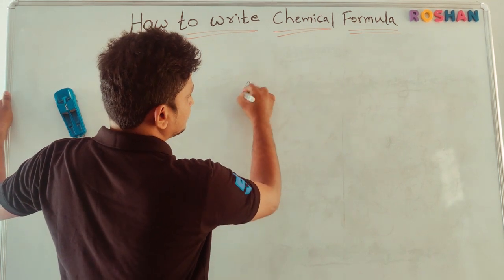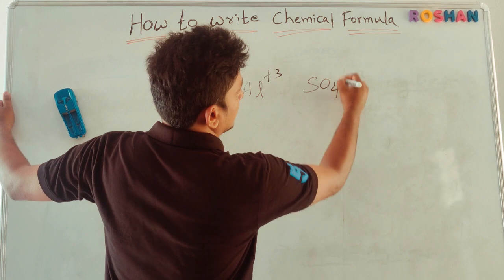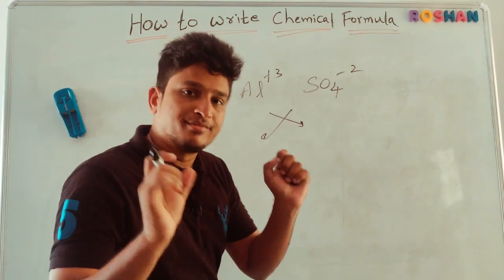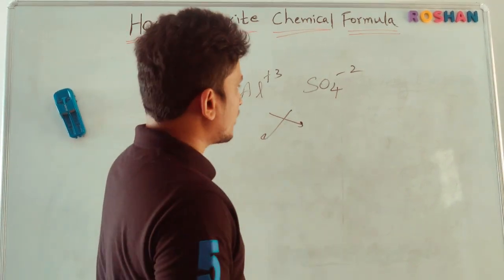Let's see some other examples. Aluminium ion, Al plus 3. Sulfate ion, SO4 minus 2. Okay, these are the ions. Sir, how to remember? You have to remember the ions, students. You have to practice all these ions and radicals. Okay. So what is the formula?